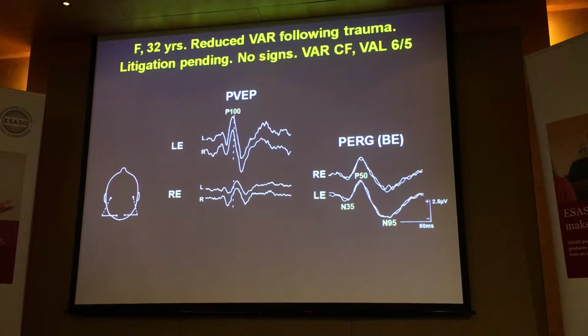But then you think, wait a minute. This is a patient who's only got counting fingers vision. How can an eye with counting fingers vision look at a pattern which has got small black and white checks and get a response to the brain? Not possible. So the question then is, is this patient exaggerating genuine visual loss?